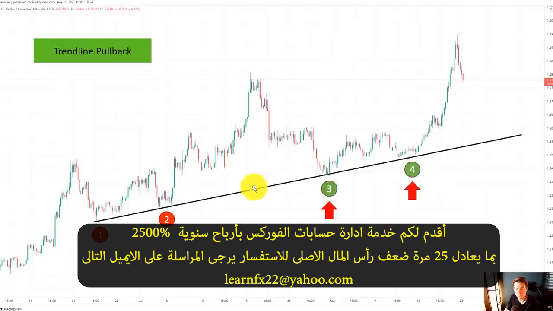The second way of using a trend line is using a trend line for a trend line pullback strategy. So what we are doing here is we're looking for a trend line that is valid, so 1, 2, 3. And once you have your third touch point, you are then looking for trading opportunities away from the trend line. So this is more of a trend continuation, whereas the trend line breakout is considered a trend reversal. So you're looking for trades away from the trend line.